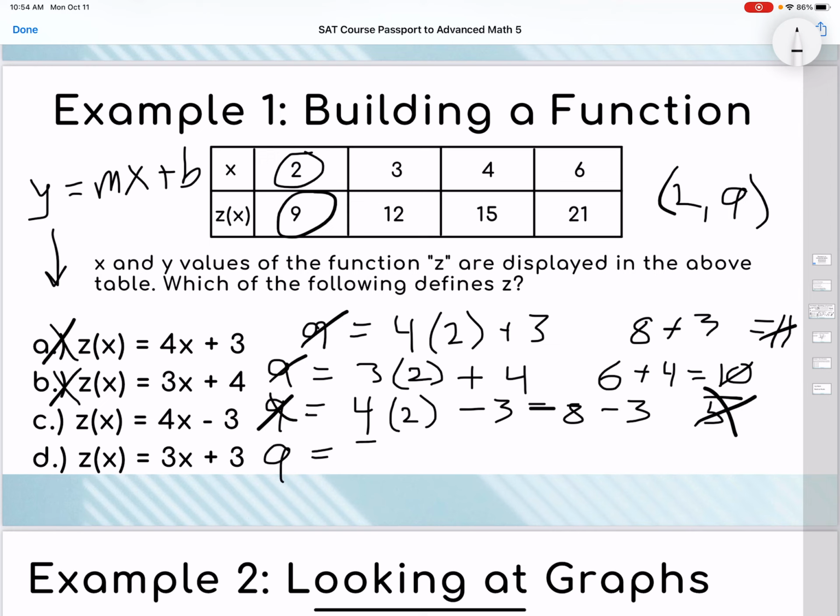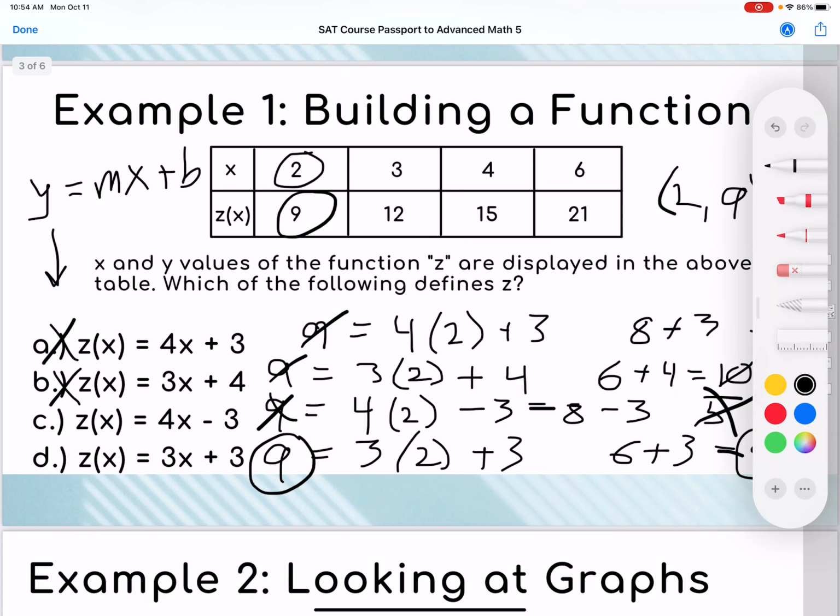9 would still have to equal 3 times x, which is 2, plus 3, which in this case, 3 times 2 would be 6, plus 3 equals 9. So, yep, 9 equals 9. So, D, or z of x is equal to 3x plus 3, would represent the data that we were given in the problem.